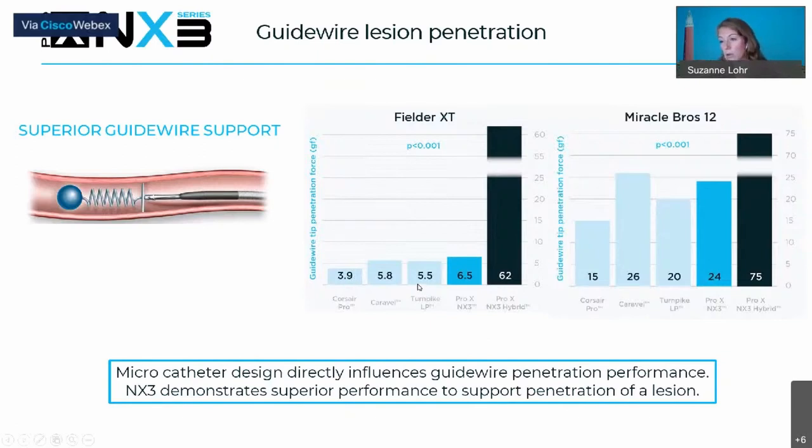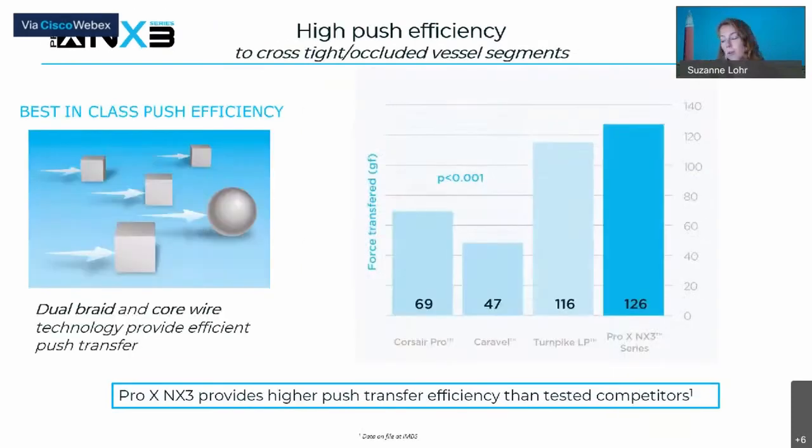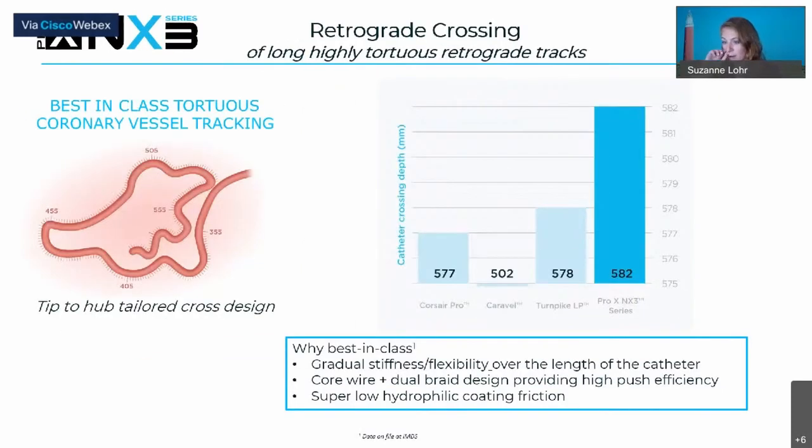More than the Caravel. So those values are quite close to each other, in the first place. We know that the support given by microcatheters is for sure higher than that of a guide wire itself. That is what we have seen mainly, and the differences between the devices are not that high. What we mainly want to show with this guide wire lesion penetration is that with the hybrid version of the NX3 series, we can increase guide wire penetration forces up to 10 times, depending on the stiffness and the tip load of the guide wire itself. And as I mentioned, we will explain a bit more a few slides later.